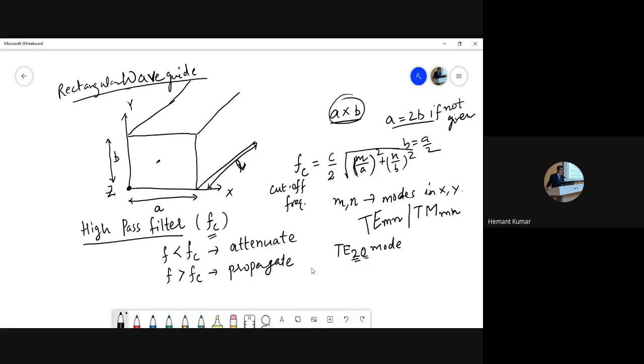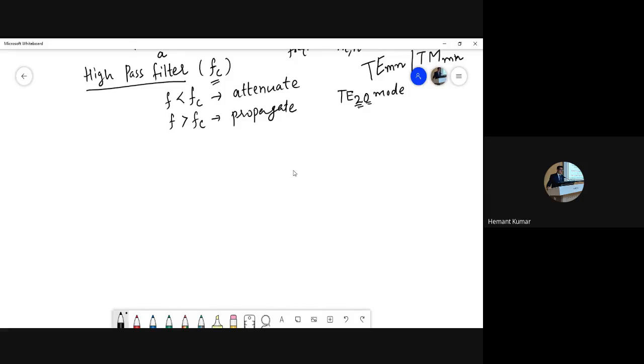So suppose a question is given to you. Let me just take one question and I will explain it to you. Suppose the question is: an air filled rectangular waveguide. So air is filled in the rectangular waveguide.